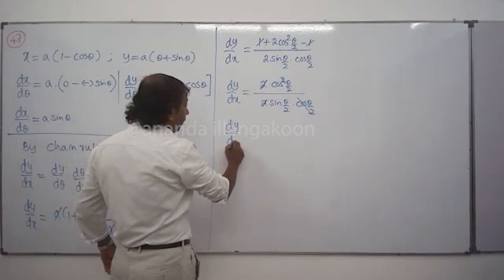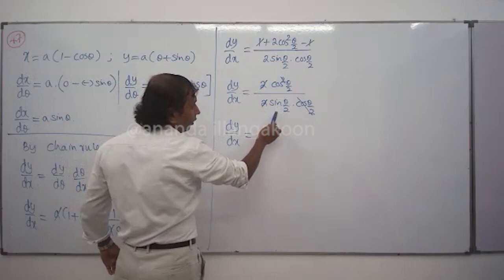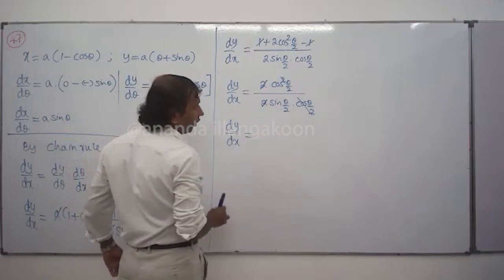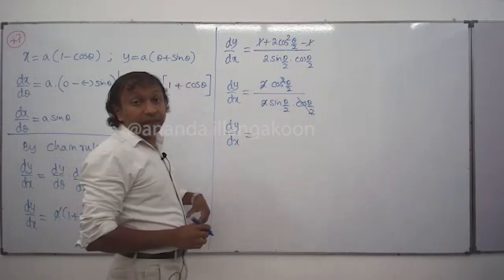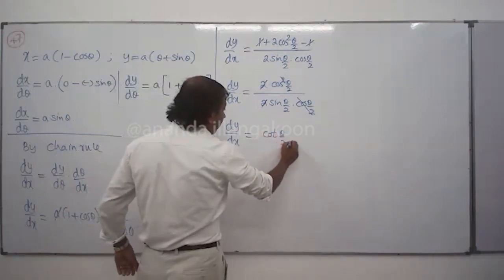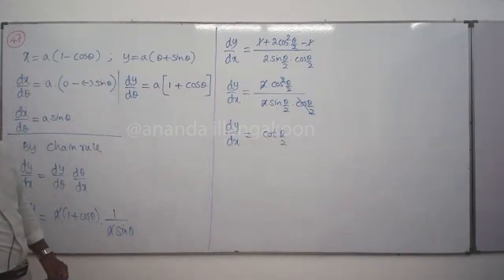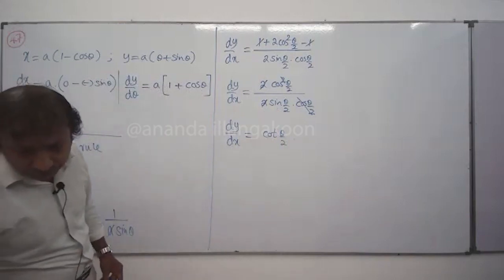dy by dx is cos theta by 2 divided by sin theta by 2. Cos by sin is cot theta by 2. Here we get cot theta by 2. Understood? Right. We get cot theta by 2.